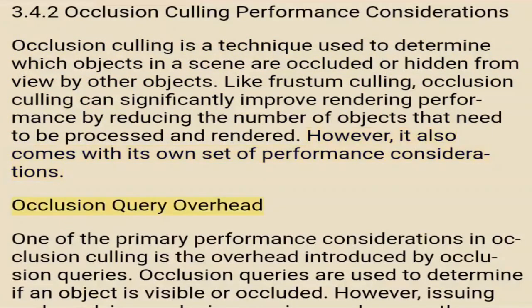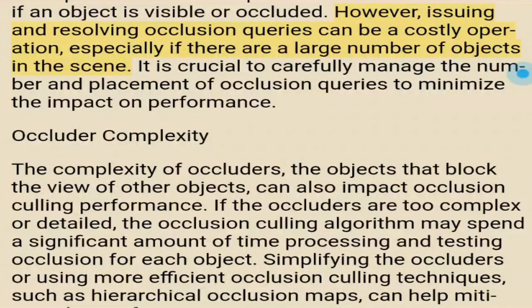Occlusion query overhead. One of the primary performance considerations in occlusion culling is the overhead introduced by occlusion queries. Occlusion queries are used to determine if an object is visible or occluded. However, issuing and resolving occlusion queries can be a costly operation, especially if there are a large number of objects in the scene. It is crucial to carefully manage the number and placement of occlusion queries to minimize the impact on performance.